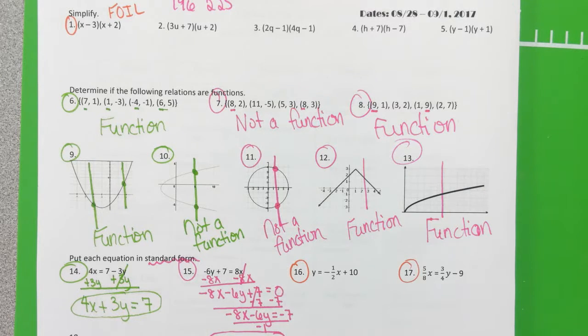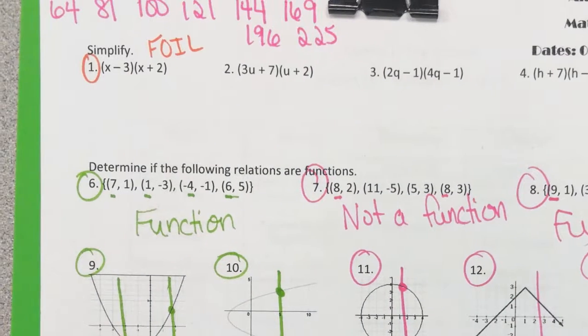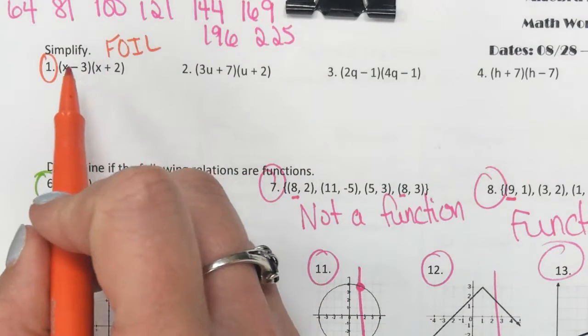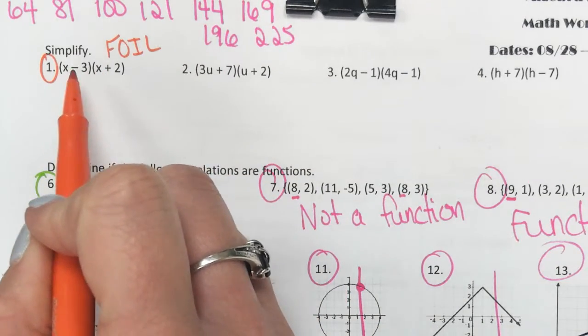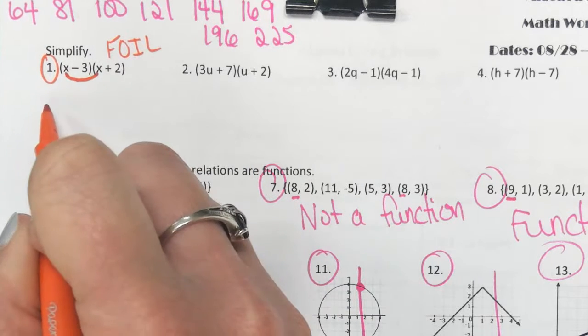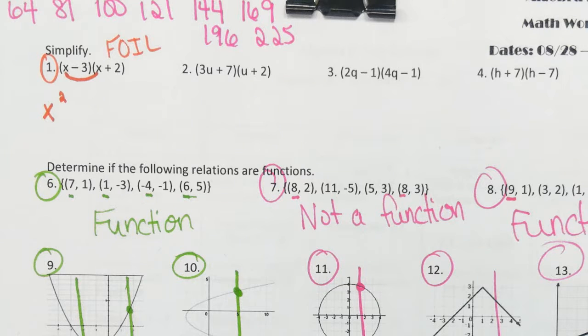So you have two sets of parentheses in number 1, right? I'm going to teach you like maybe you never learned it before, and if you know what you're doing, just hold on a minute. All right, what are the very first things in these parentheses? X, right? So we're going to multiply those first. What's x times x? X squared. There you go. That's what the F stands for, first.